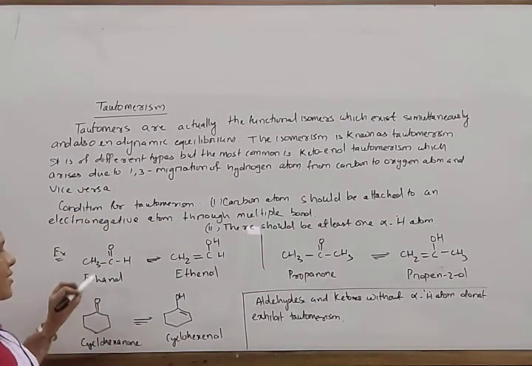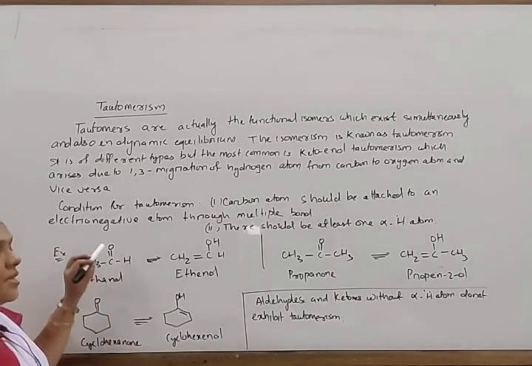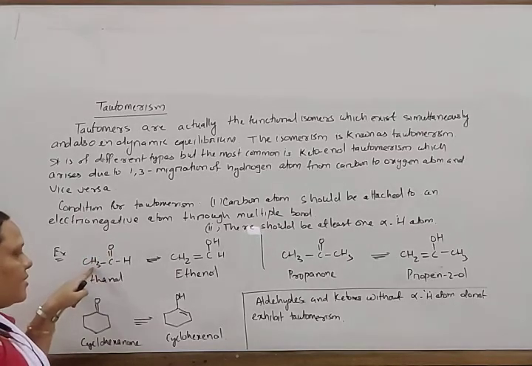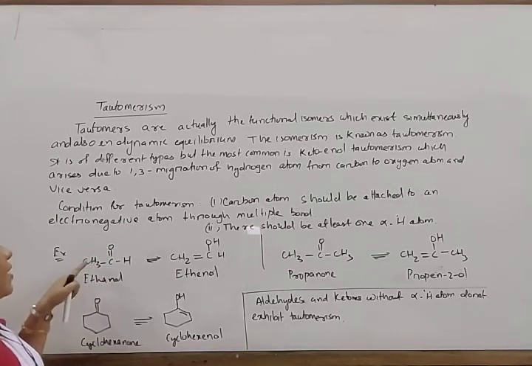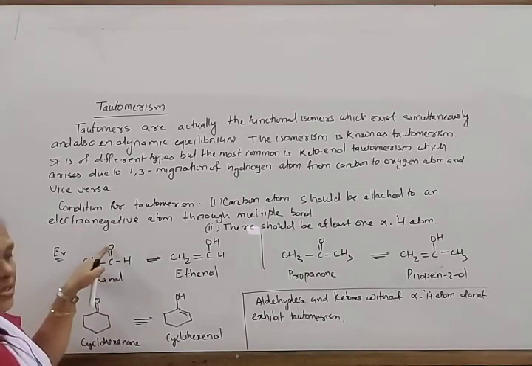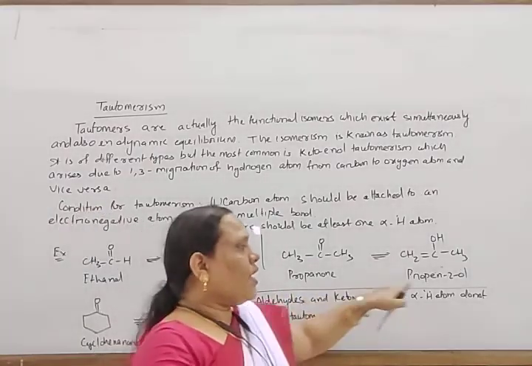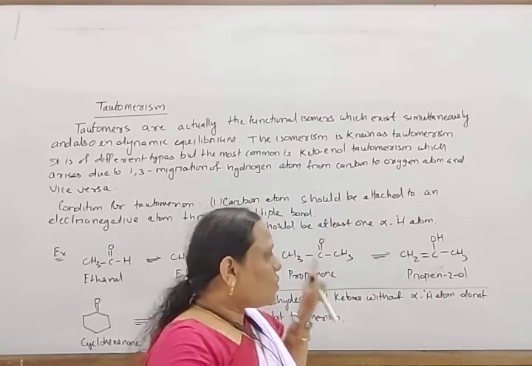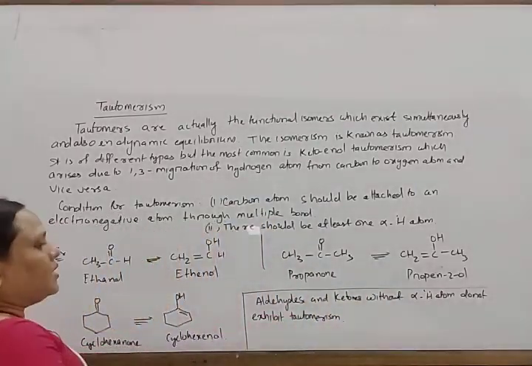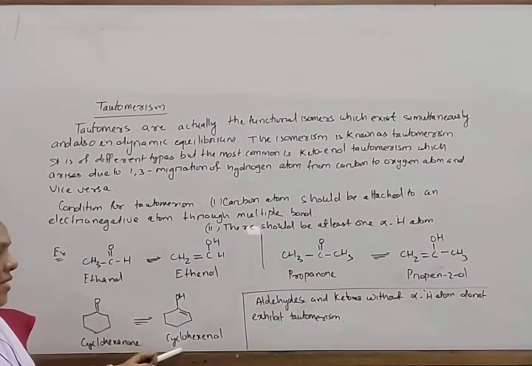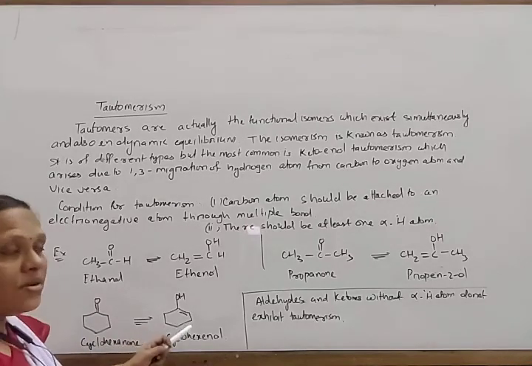Here, one is ethanal and the other ethenol. Here carbon is attached to oxygen, an electronegative atom, through a multiple bond, and CH3 has 3 alpha hydrogen atoms. So one hydrogen is shifted from position 1 to 3, and in this way it forms an enol form. Similarly, propanone and propen-2-ol are tautomers of each other, one keto form and the other enol form. And cyclohexanone and cyclohexenol are also tautomers of each other, one keto form and the other enol form.